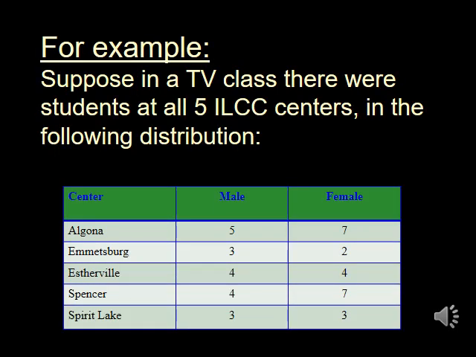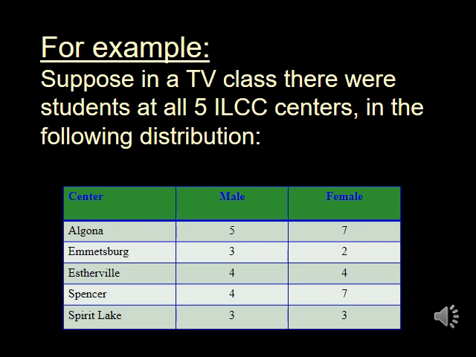I'm going to go through 3 examples to show you how these tests work, and the first one is just a bunch of made-up numbers. It says, suppose there's a TV class where we have students at all 5 Iowa Lake centers, and I have a table that shows you the distribution of them. Now I know, especially if you're watching this on your phone, it's probably hard to see those numbers, but there's just a bunch of numbers. It says in Algona there's 5 males and 7 females, Emmitsburg is 3 guys and 2 women, Esterville is 4 and 4, Spencer's 4 and 7, and Spirit Lake is 3 and 3.